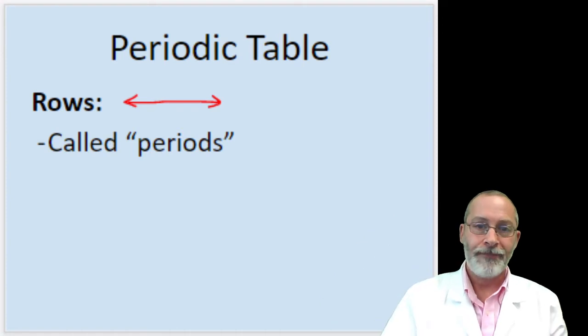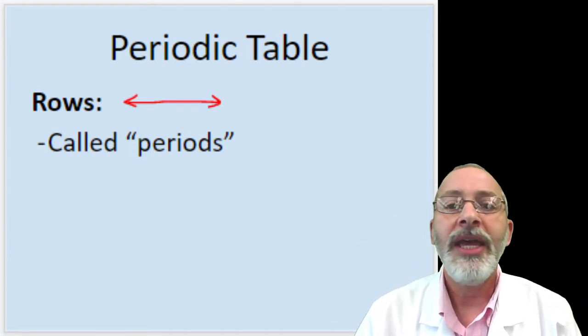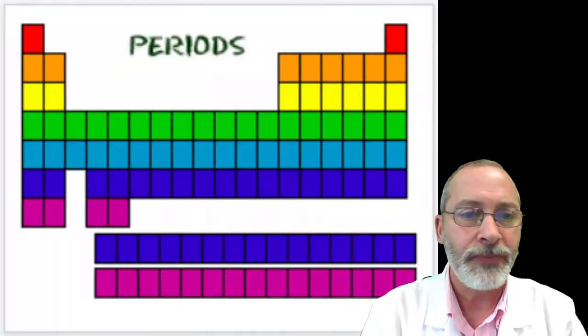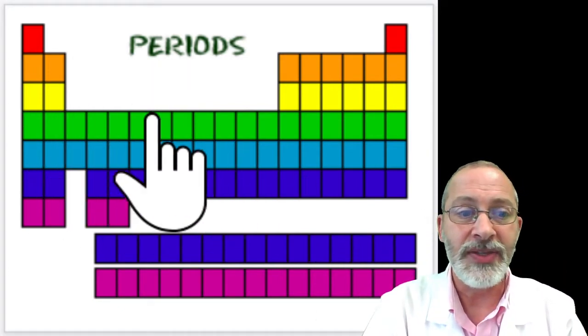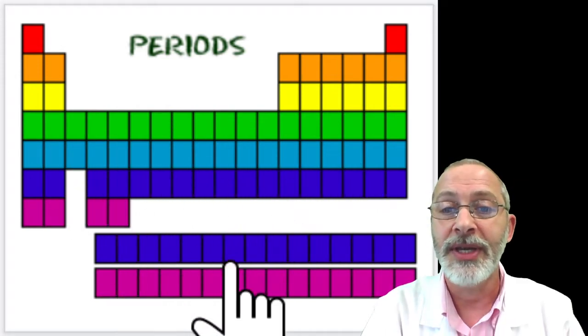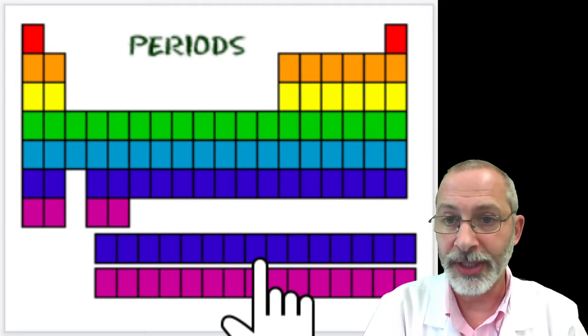Back to the rows. These horizontal rows are called periods. And the periods are like the weeks in a calendar. These different colored areas represent different periods of the periodic table. They go horizontally.